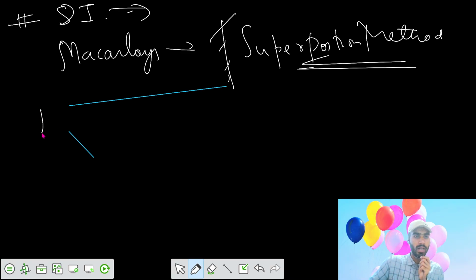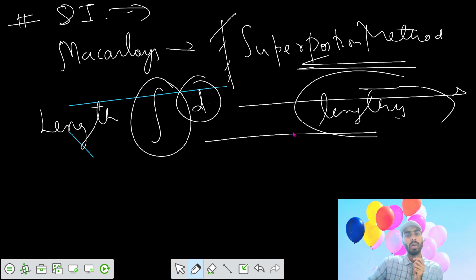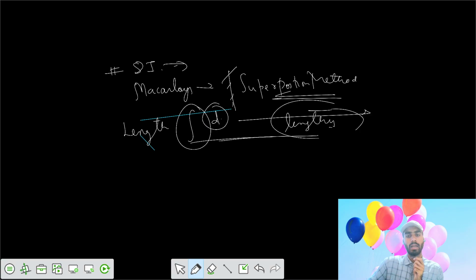The calculations are very lengthy because they include integration, and you need differentiation and integration of those terms. I hope you understood the problems and try to solve them by yourselves also.